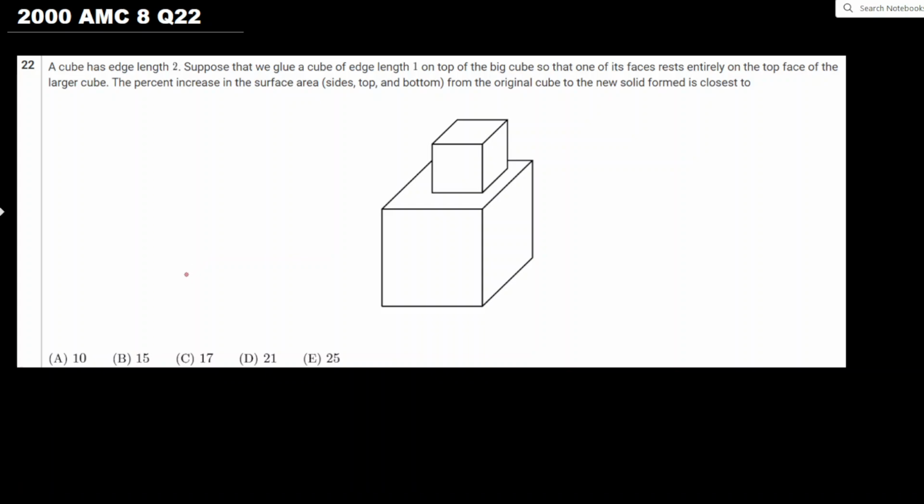Our next problem is from the 2000 AMC 8, question number 22. A cube has edge length 2. Suppose that we glue a cube of edge length 1 on top of the big cube so that one of its faces rests entirely on top of the face of the larger cube. The percent decrease in surface area, sides, top, and bottom from the original cube to the new solid form is closest to.